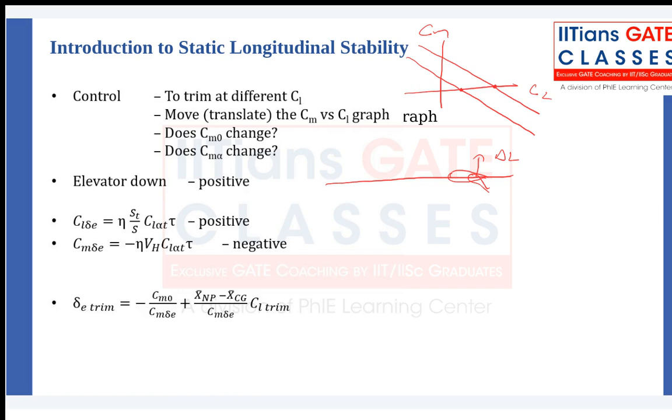All right. So similarly, suppose your CG is somewhere here, and this increase in lift contributes towards a pitch down or pitch up. This delta L, if I deflect my elevator down, it creates a positive lift. That positive lift creates pitch up or pitch down. Pitch down. Okay, so that is why your CM delta has a negative sign here. CL delta is positive because for positive deflection of elevator, you have positive lift. Similarly, for positive deflection of elevator, you have negative pitching moment, which is why you have a negative sign here.